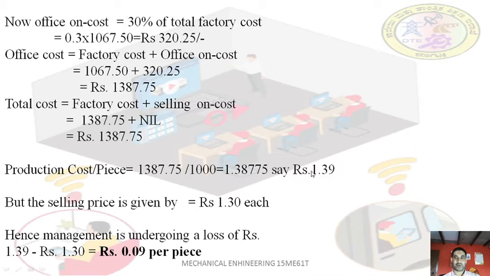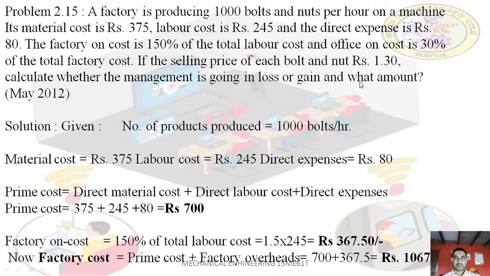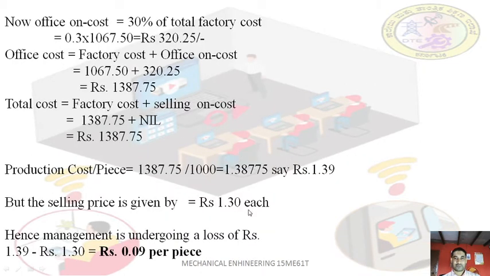1.3875 is rounded up to 1.39 rupees. 1.39 is the total cost of the single product. The selling price is given as rupees 1.30. So the total cost we are getting is 1.39, but the company's management is selling it for 1.30. So by the figure only you can tell that the company is making a loss of 1.39 minus 1.30, that is 0.09 paisa per piece. So the management is making a loss.